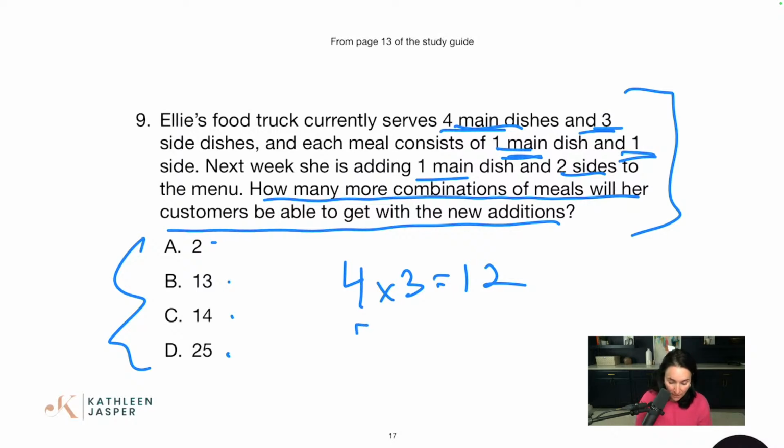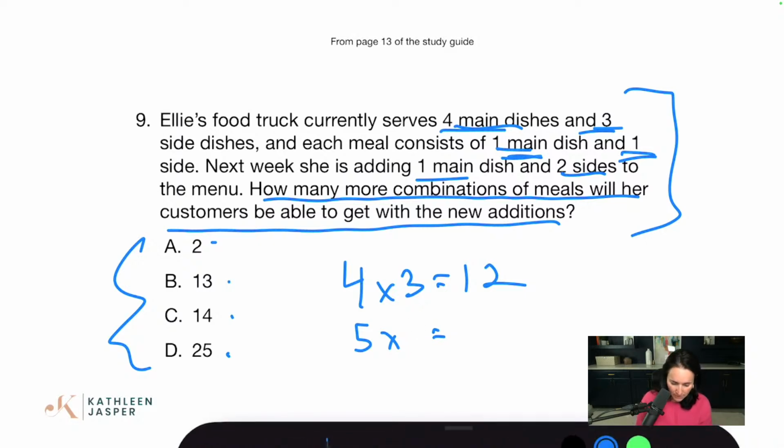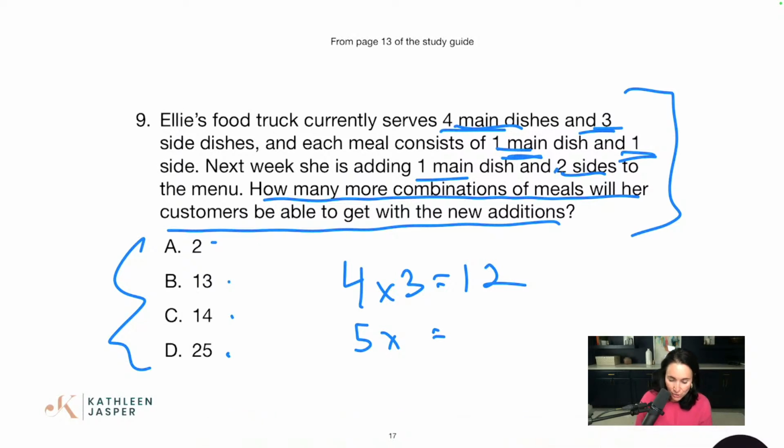But next week, she's adding a main. So the 4 becomes a 5. And she's adding a side. So the 3 becomes a 4. Right? Let me see here. Oh, I'm sorry. I was just looking. She adds 2 sides. I knew something was up. Sorry. She doesn't just add 1. I'm like, why does that look like that? That's not the right answer. She adds 2 sides. So the 3 becomes a 5, right? Because we added 2 and we added 1. So 5 times 5 is 25.